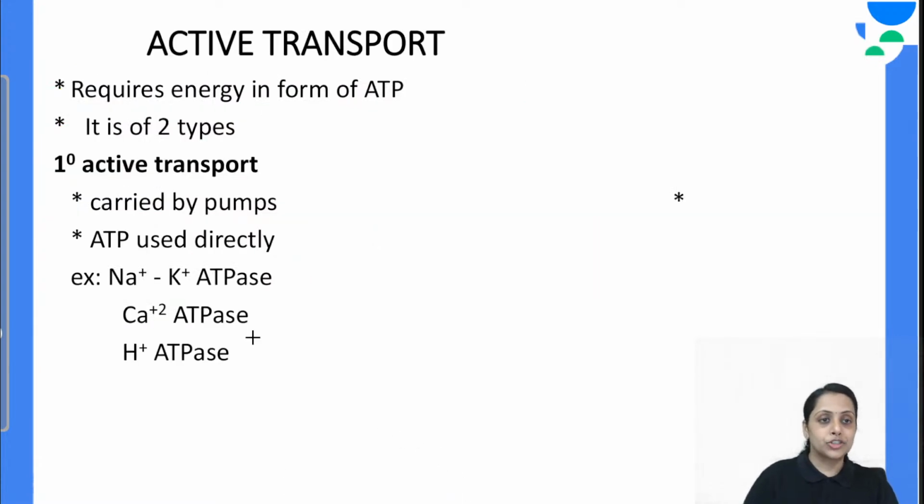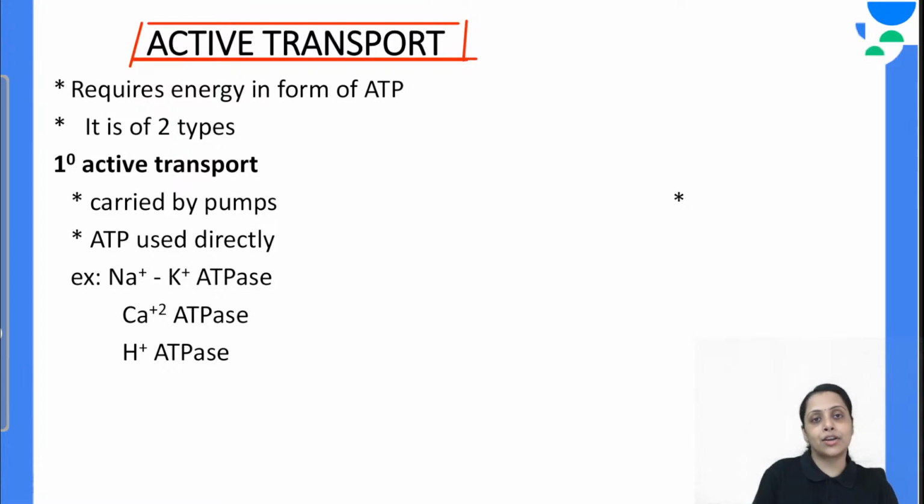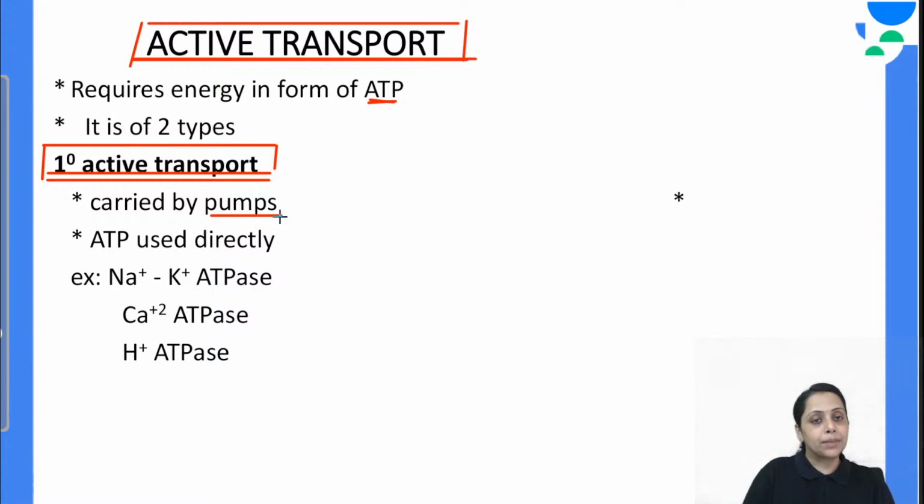Moving further to the next one, that is the last one, active transport. It means energy will be required, and this energy is required in the form of ATP. So basically we have two types of active transport, the primary active transport as well as secondary active transport. First coming to primary active transport. In primary active transport, remember the pump is required, and whenever the pump is required, ATP will bind directly, hydrolysis of ATP will occur and ATP will be used directly.